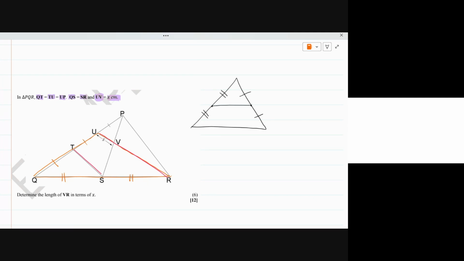Is that making sense? Are we okay there? I need to make sure that I map them out properly. So I know that TS must be parallel to UR, and I know that TS is half of UR. Let's see how we can connect these two things together. This one is quite a tough one.